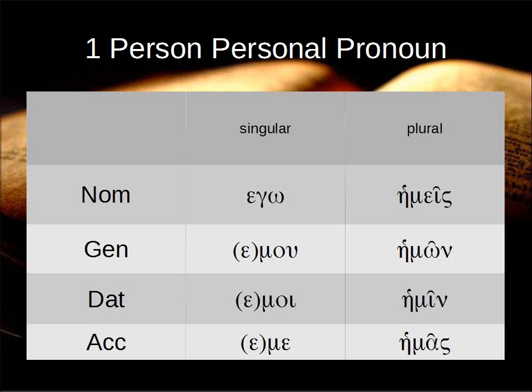Our next one is the second person personal pronouns, all right? What we have here in the singular is that they all begin with sigma. So this is a sigma right here. The nominative singular is su, genitive, phonetically it's the same, su, dative is soi, and se. And then for the plural, instead of the eta from the first person, it's now replaced with the upsilon: humeis, humon, humin, humas.